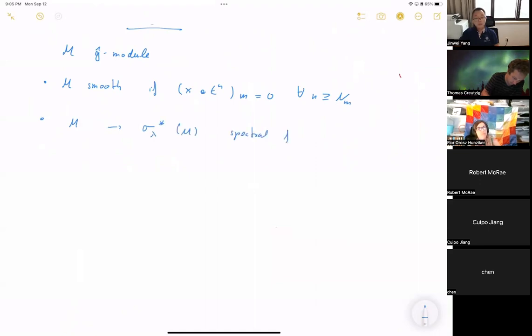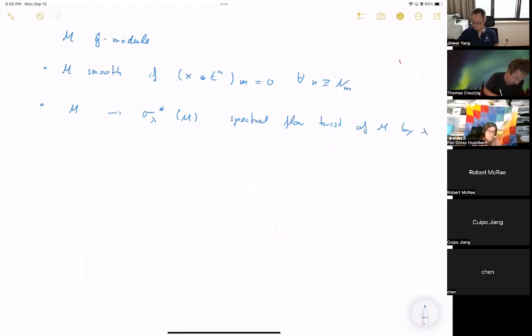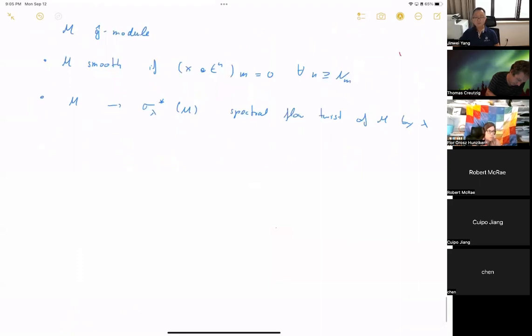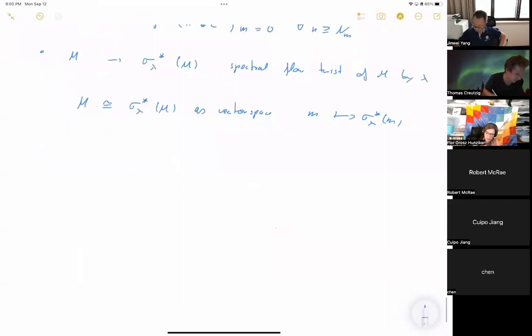The spectral flow twist of M by lambda, by the lambda in the coweight lattice. So what does it do? It's an isomorphism. The underlying vector spaces are the same. This isomorphism you call sigma lambda star. So it maps M to the vector sigma lambda star of M.